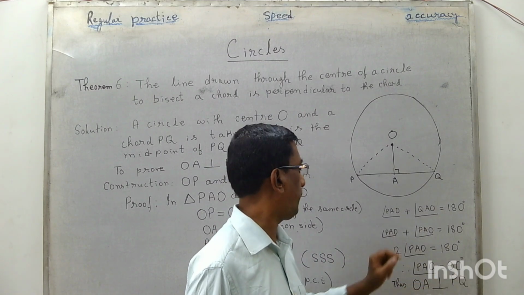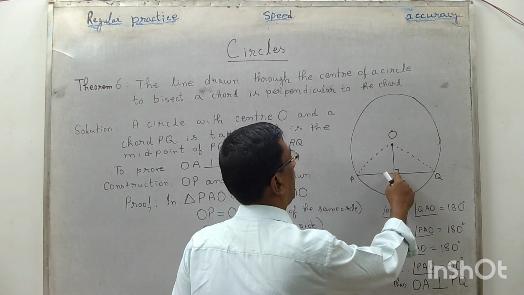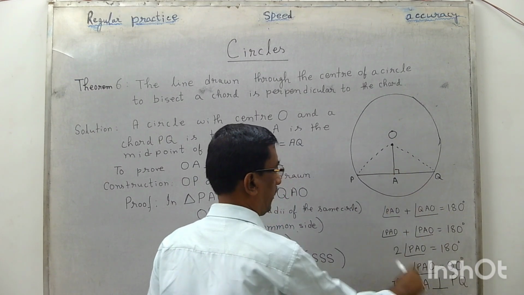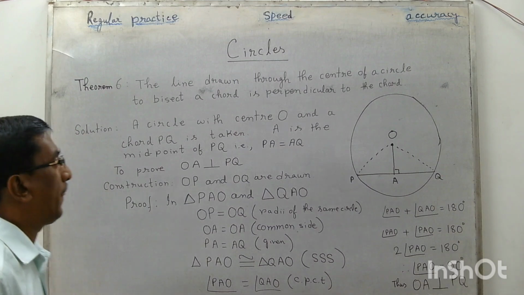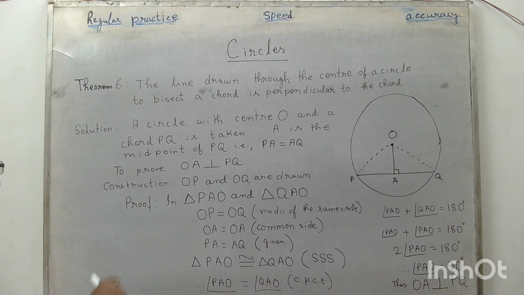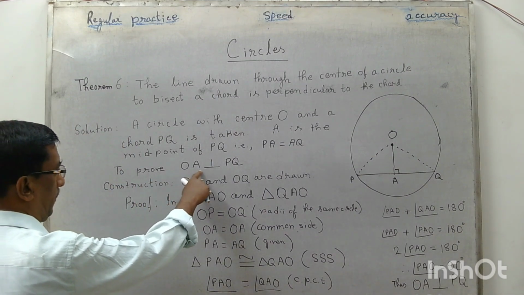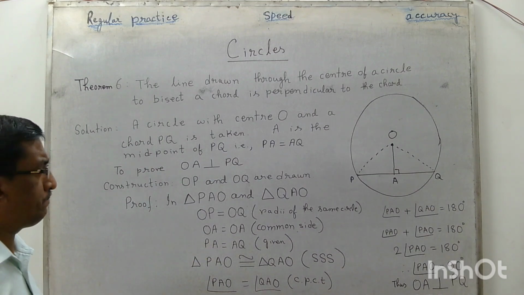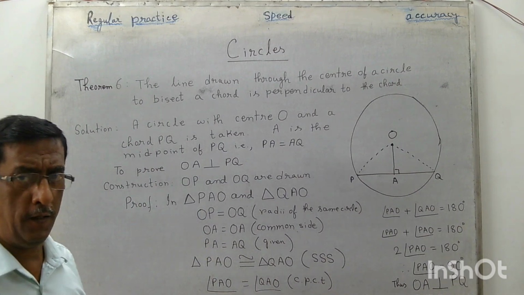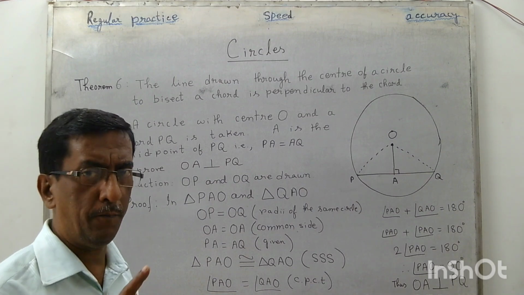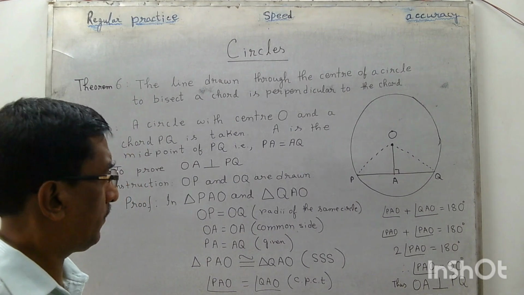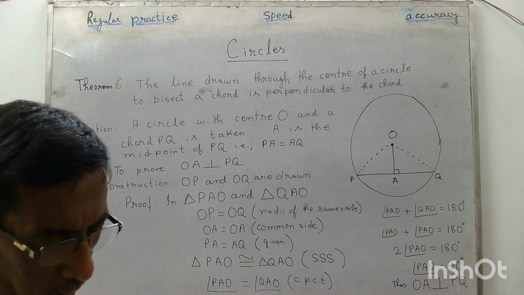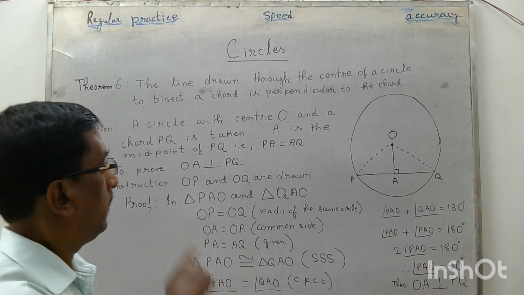OA perpendicular PQ. That means if this angle is 90 degree, then we can say that OA is perpendicular to PQ, and hence it is proved. यहाँ पे प्रूफ करने क्या बोला था, OA perpendicular PQ, तो हमने ये प्रूफ करके दिखा दिया. क्लियर? ये प्रूफ जो है इसको प्रैक्टिस करो, इट्स वेरी इंपॉर्टेंट. Sometimes this theorem is also asked in examination and you have to prove that statement.